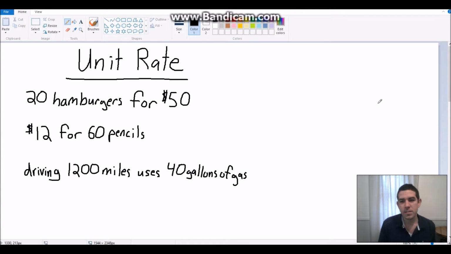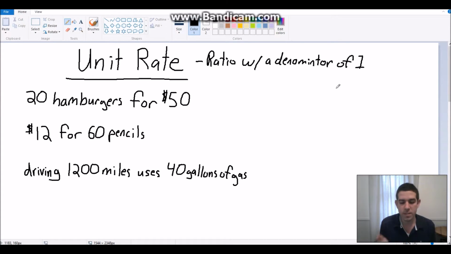Alright, so unit rate is a ratio with a denominator of 1. We want that bottom number to be 1. We want to find out how much we can get for 1 of something. And this is really common when you have money. So let's start with this first example, 20 hamburgers for $50.